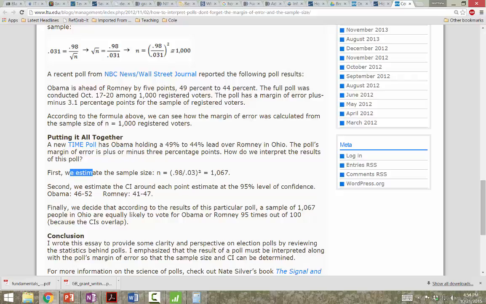So we're going to estimate the sample size. We know the equation. It's 0.98 divided by the square root of n gives us the margin of error. So we don't know what the n is, but we know that the margin of error was 3 percentage points. So the equation would be n equals 0.98 divided by 0.03, squared. So that gives you 1,067, right? Very close to that 1,000, right? 3.1 is very close to 3. So it's just a little bit more. 1,067.